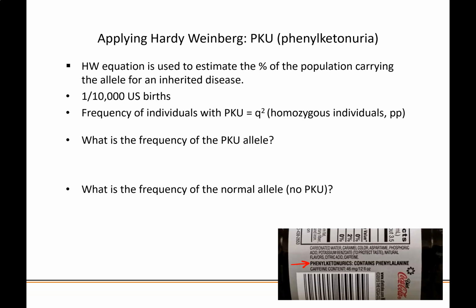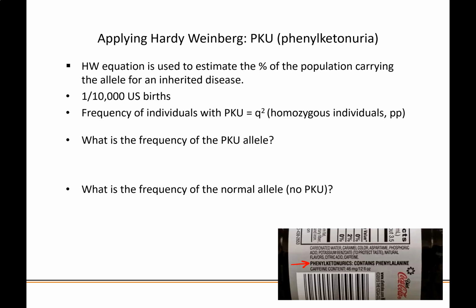Let's do another example using the Hardy-Weinberg equation. We're going to look at a disease called phenylketonuria, or PKU. This is a disorder where individuals who have PKU cannot break down the amino acid phenylalanine, and it can cause a variety of problems for the individual. We're not going to go into that at the moment. We're just going to look at the allele frequencies for this disorder.